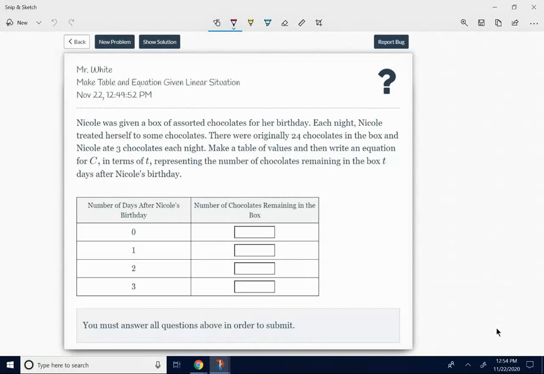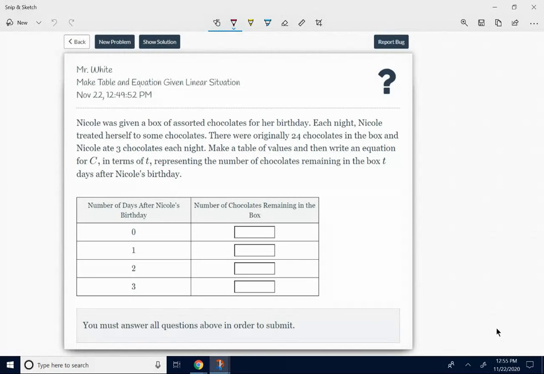So what you're going to do, you're going to get a problem like this. And I want to look at this different ways as we talk about it. Nicole was given a box of chocolates. Each night, she treated herself to some chocolates. There were originally 24 chocolates in the box, and she ate 3 chocolates each night. Make a table of values and write an equation for C. They're using C for cost instead of y, but that doesn't matter. In terms of T, so they're using T instead of x.